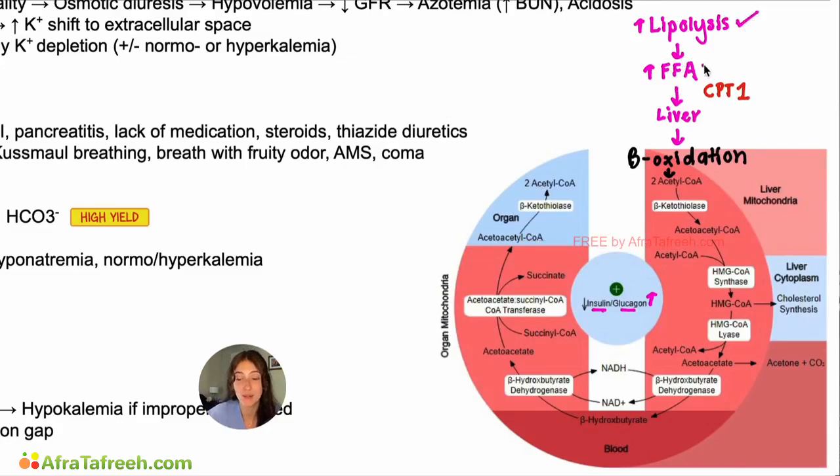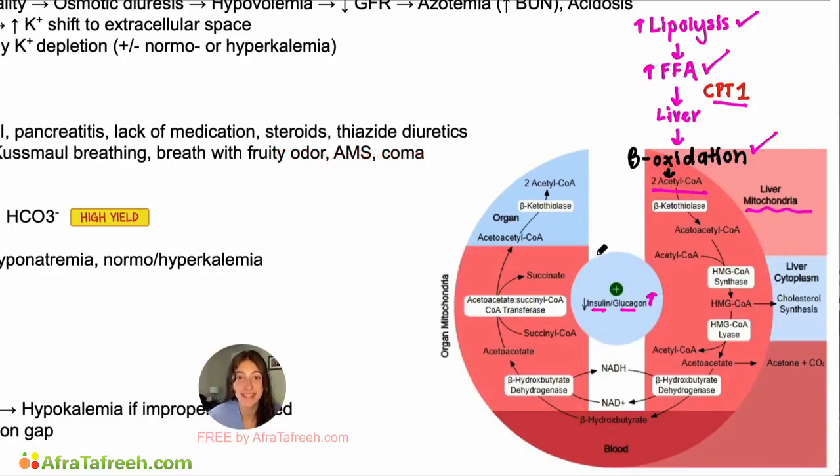We're breaking down our lipids to make these free fatty acids, which can be used as another form of energy. These free fatty acids are transported into the liver via carnitine palmitoyl transferase 1. If you remember the carnitine shuttle system, that is what is moving these free fatty acids into the liver. Once in the liver, these free fatty acids can undergo beta oxidation, and this beta oxidation is what is going to give us this acetyl-CoA that we are starting out our pathway with. Once we have this acetyl-CoA within our liver mitochondria, then we can start the process of ketogenesis.